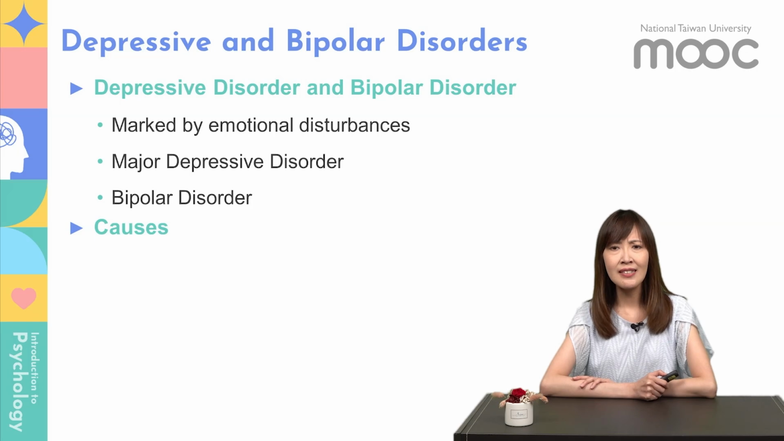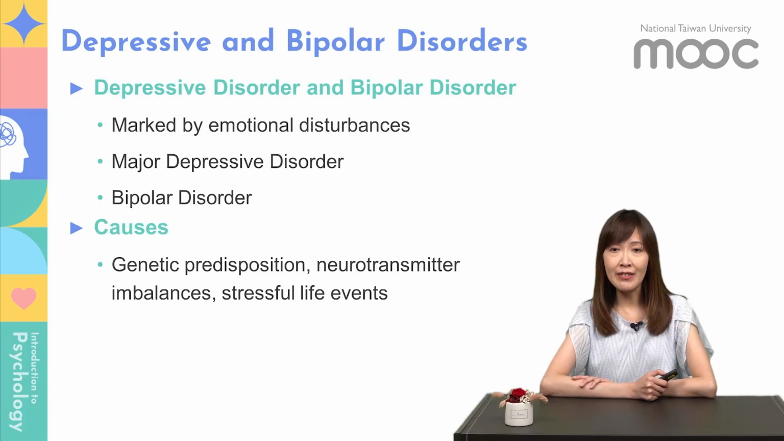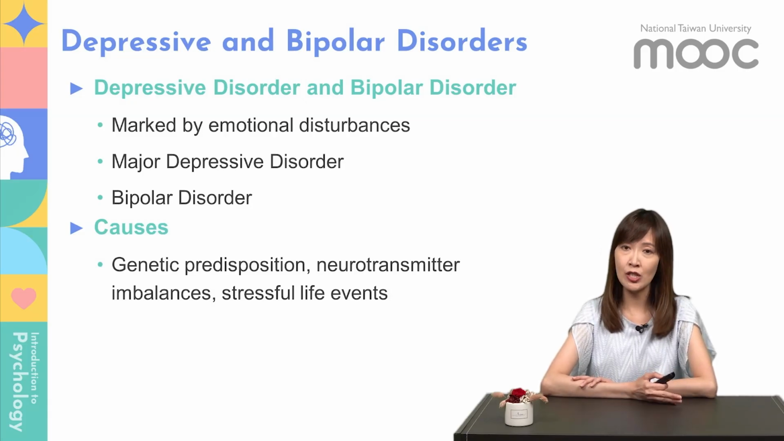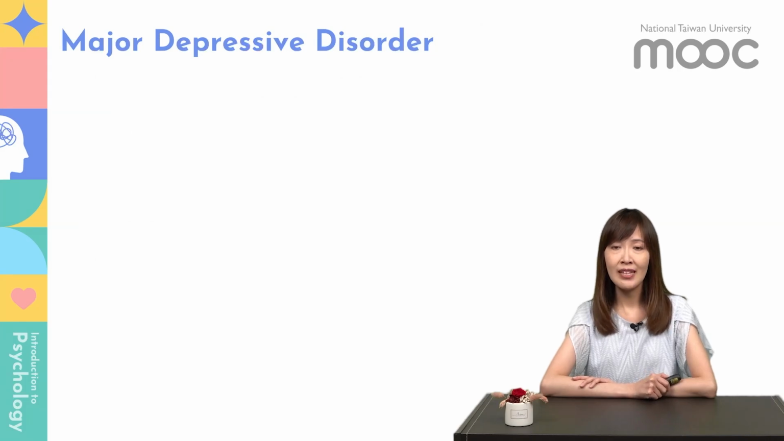But what causes these disorders? Well, again, it could be due to our genetics. If our parents or our relatives have these two disorders, then we're at greater risk of having these disorders. In addition, imbalances of neurotransmitters might also be a factor. And stressful life events, such as moving or divorce, could also influence the development of these two disorders. So now, let's start with depression.